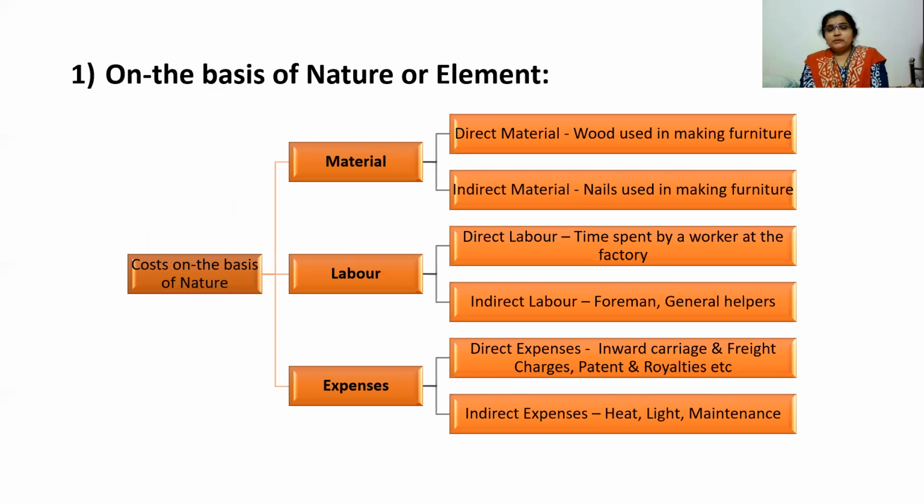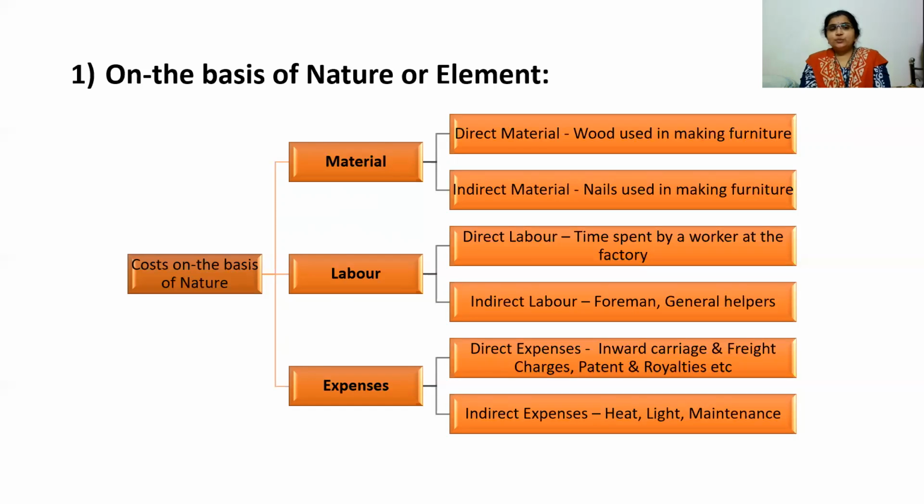Material, labor and expenses. Here material may be direct material or indirect material. Direct material is directly used in conversion of raw material into the finished good, and indirect materials are those which support the direct material. For example, wood used in making furniture is a direct material. To make a complete, usable furniture, we need to use nails, nuts and gum. Such items are called indirect material.